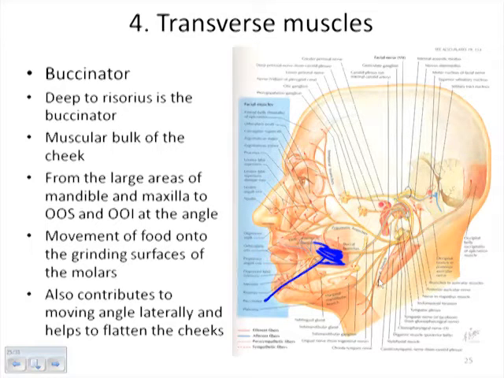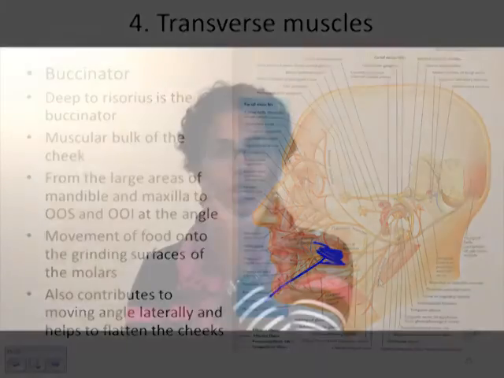It is a very important muscle also for the movement of food onto the grinding surfaces of the molar. So if you go and you chew, you're trying to move the food into the molars. So that is also buccinator's involvement. It also contributes to moving the angle laterally and helps to flatten the cheek.